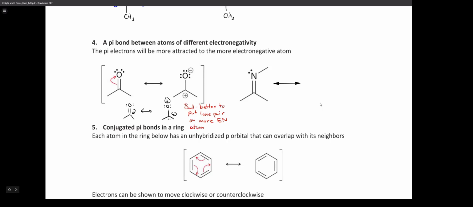And either way, what's the problem with either of these resonance structures? What's wrong with both of them? Not wrong, but what makes them both a little bit not as good as the original structure? You're lacking an octet, right? You don't have an octet on carbon here, and here you don't have an octet on oxygen. Okay. I'm not saying it's not possible, but I'm saying it's not important. It's an irrelevant structure.